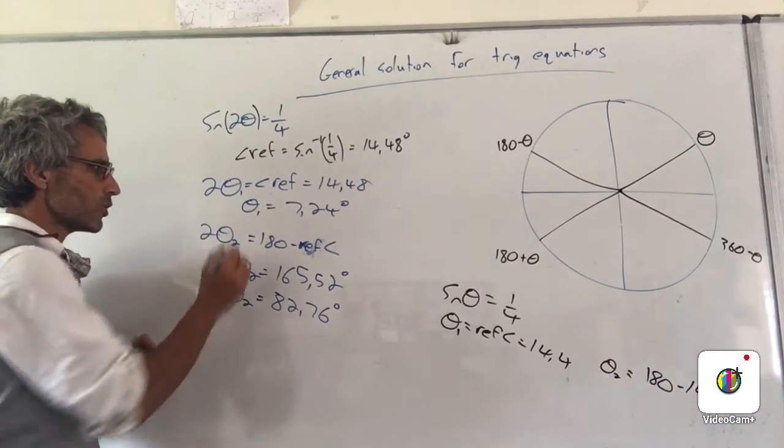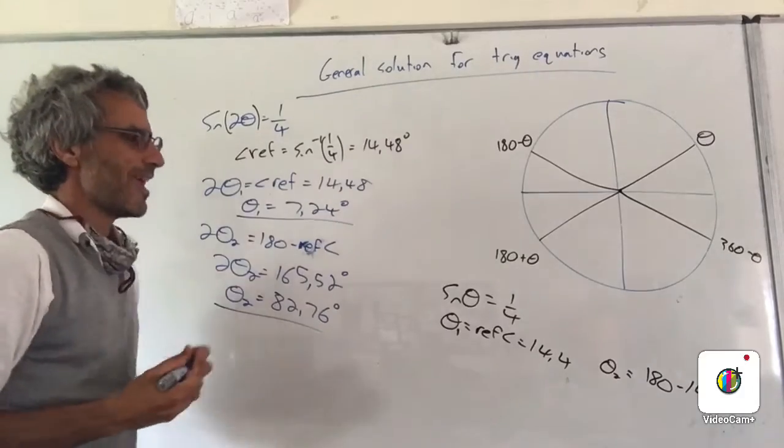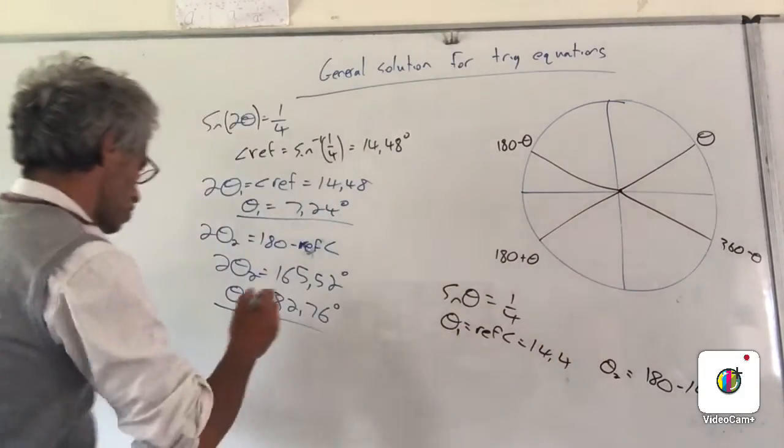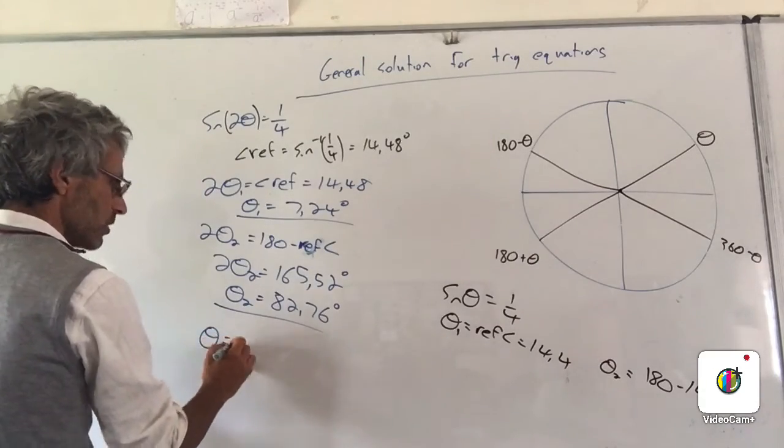82.76. So now I've got two answers in the interval between 0 and 360. I need to make the general solution. So what do you do with the ones with no brackets?